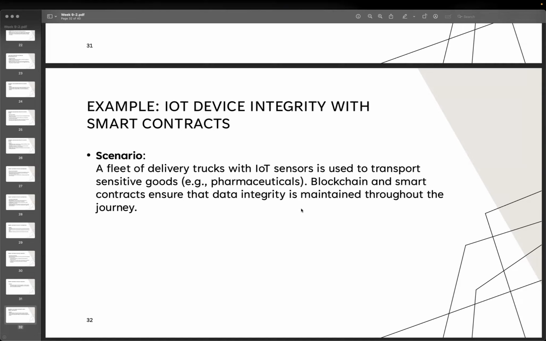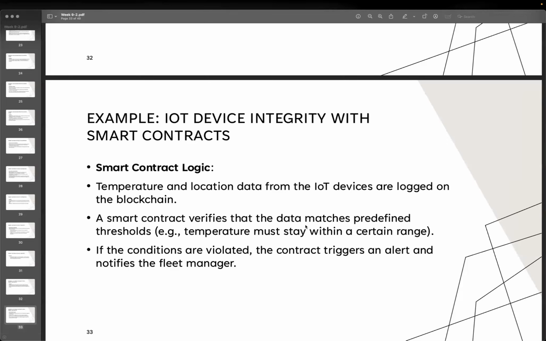The logic behind it is that the temperature or location data will be logged on the blockchain, and the smart contract will verify that data. Once it matches the predefined threshold, they have to stay within a certain range. If we need to deliver, let's say, a truck delivering frozen food, the temperature needs to be maintained below a certain degree, not too low or too high. If the condition is violated, the contract triggers an alert and can notify the manager.